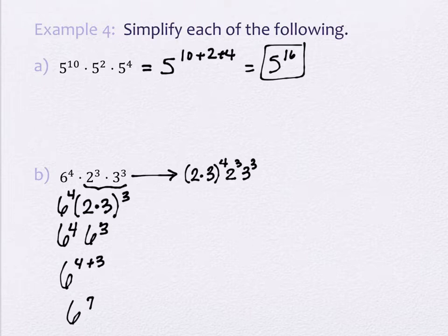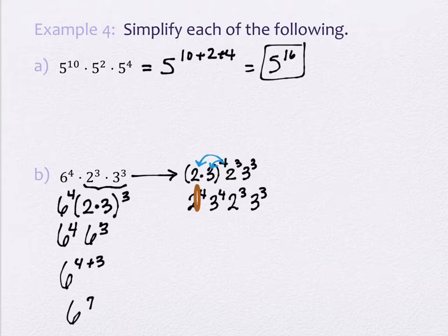Okay, is that good with everybody? So instead of combining the 2 and the 3 at the end, I break apart the 6 at the beginning. If I do that, I can distribute, again using property number 4, the 4 across this. So I have 2 to the 4th, 3 to the 4th, and then I have 2 cubed, 3 cubed. Is everybody good so far?